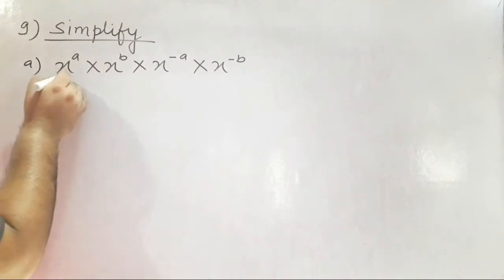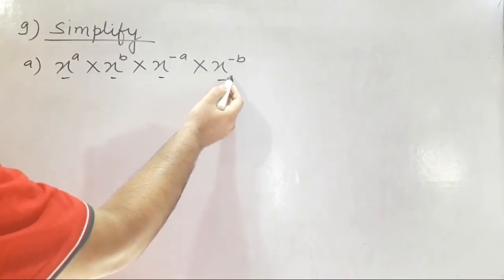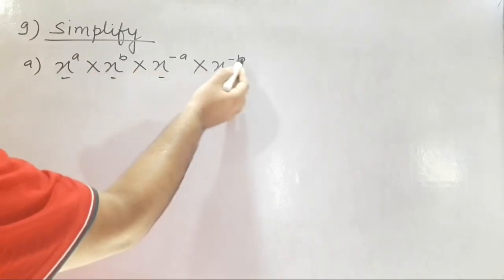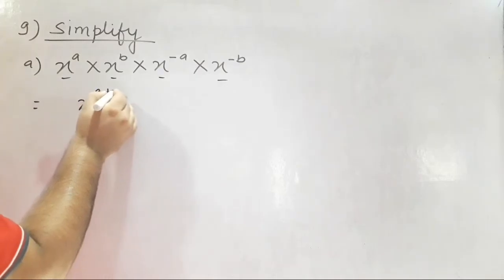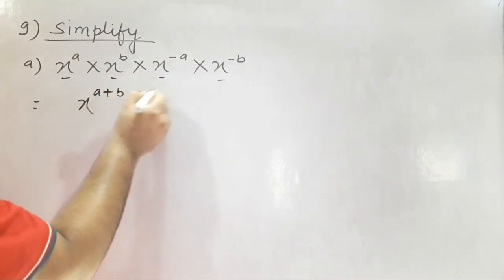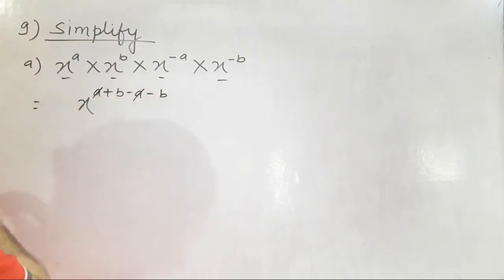Question number 9, simplify. Here we can see that same bases are multiplied. And when same bases are multiplied, then we can add their powers. So let's write x power a plus b minus a minus b. Plus a minus a will be cancelled.